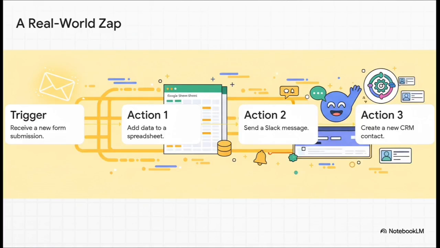So picture this. You've got a contact form on your website. The trigger is receive a new form submission. The moment someone hits submit, boom, the first action fires. All that data gets added as a new row in a Google Sheet. Right after that, a second action can send a message to your sales team in Slack. And then a third action can create a brand new contact in your CRM. All of that happens instantly. No more manual copy and paste.